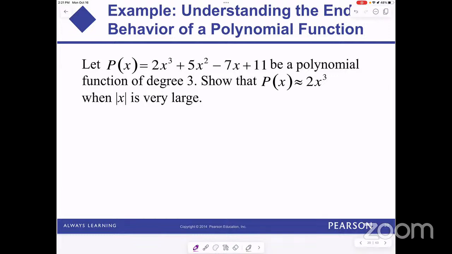Anyway, okay, so let's show how this polynomial is approximately equal to the power function 2x cubed when the absolute value of x is very large. So if we start with our polynomial, 2x cubed plus 5x squared minus 7x plus 11.